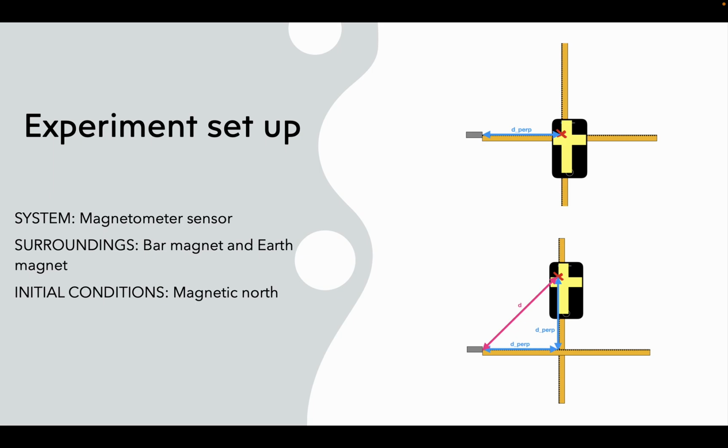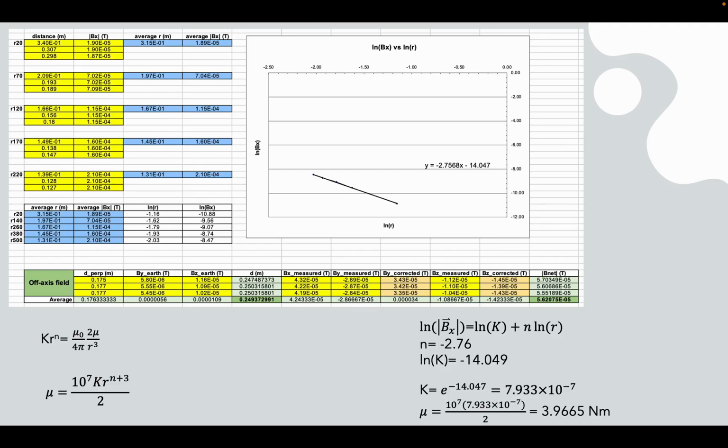Now, continuing with the setup, our system was a magnetometer sensor, our surrounding was a bar magnet and the Earth, and the initial conditions were a compensated magnetic north. Now we record the perpendicular distance, which we call d-perp, as seen in the left image, and then we use our magnetometer app to determine the x, y, and z components. Here is the Excel sheet we use for the raw data, and on the right hand side we see the graph of ln(Bx) versus ln(r).